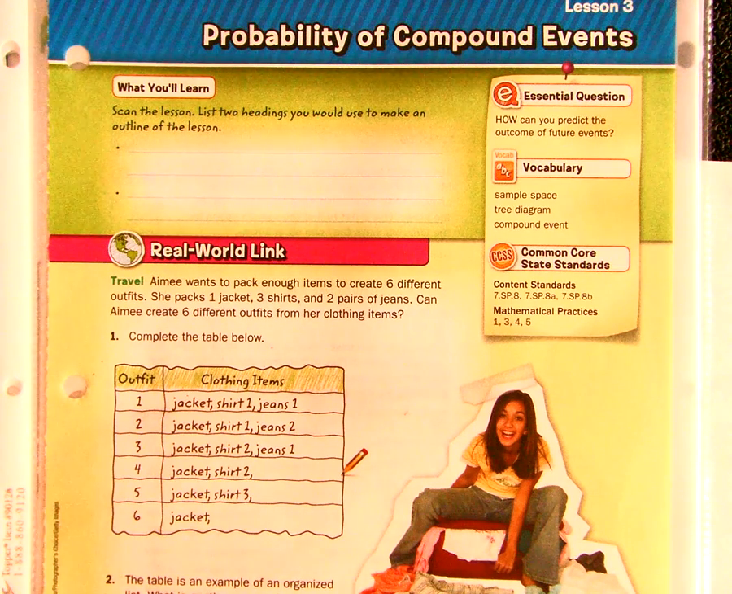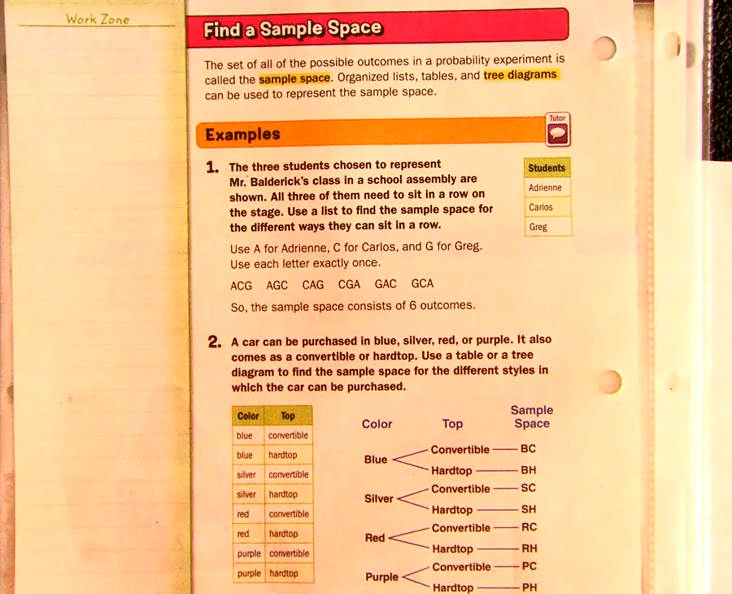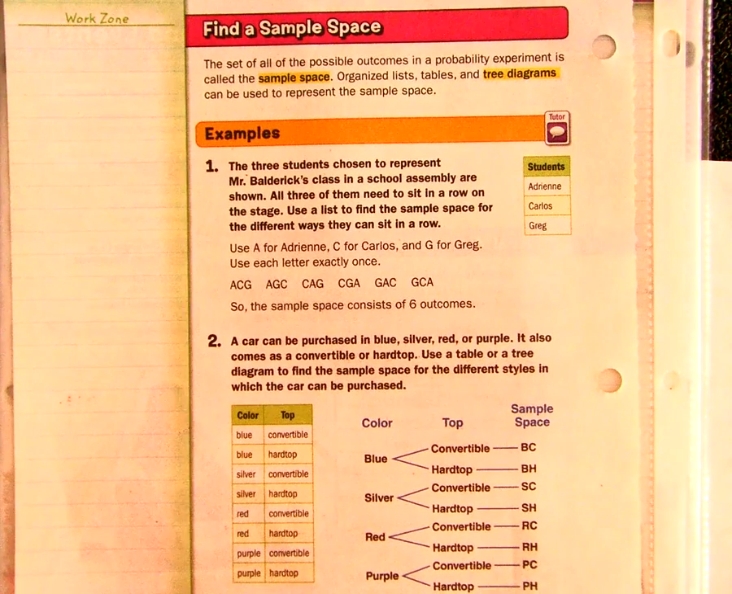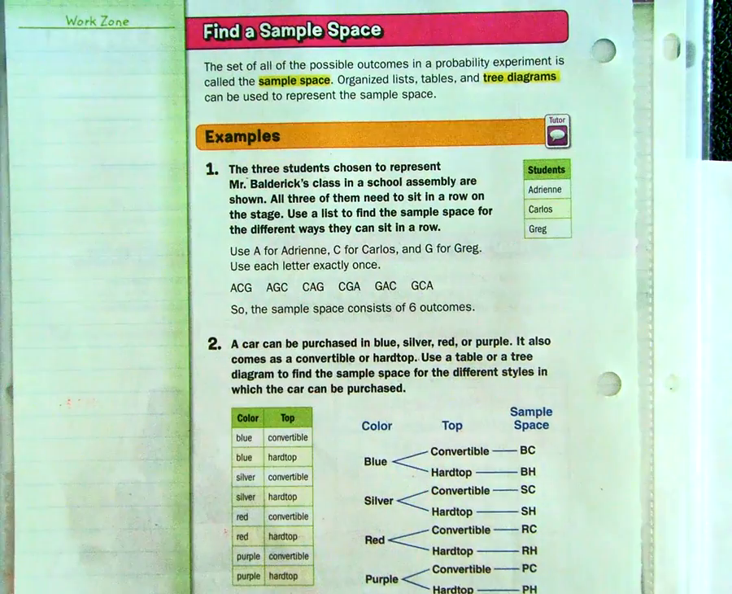Lesson 9.3, Probability of Compound Events. The set of all possible outcomes in a probability experiment is called the sample space. Organized lists, tables, and tree diagrams can be used to represent the sample space.